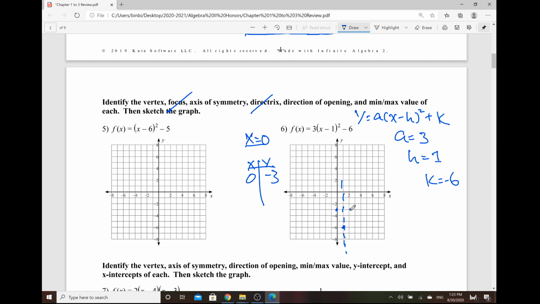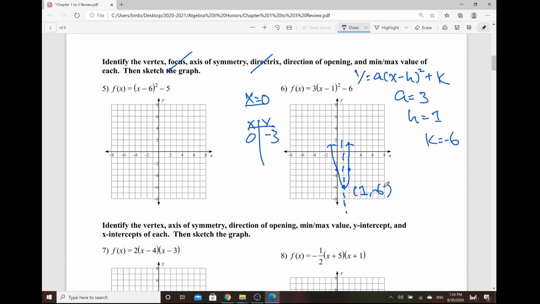And then on the other side right here, that's the equidistance, so it's the exact same distance. So 1 unit to the right, and then connect the dots. That would be the parabola. And the max right here, well, there's no max, but there's a min. The min would be 1 comma negative 6. And we know that the parabola is facing up to the top. Okay, so it's facing upward.